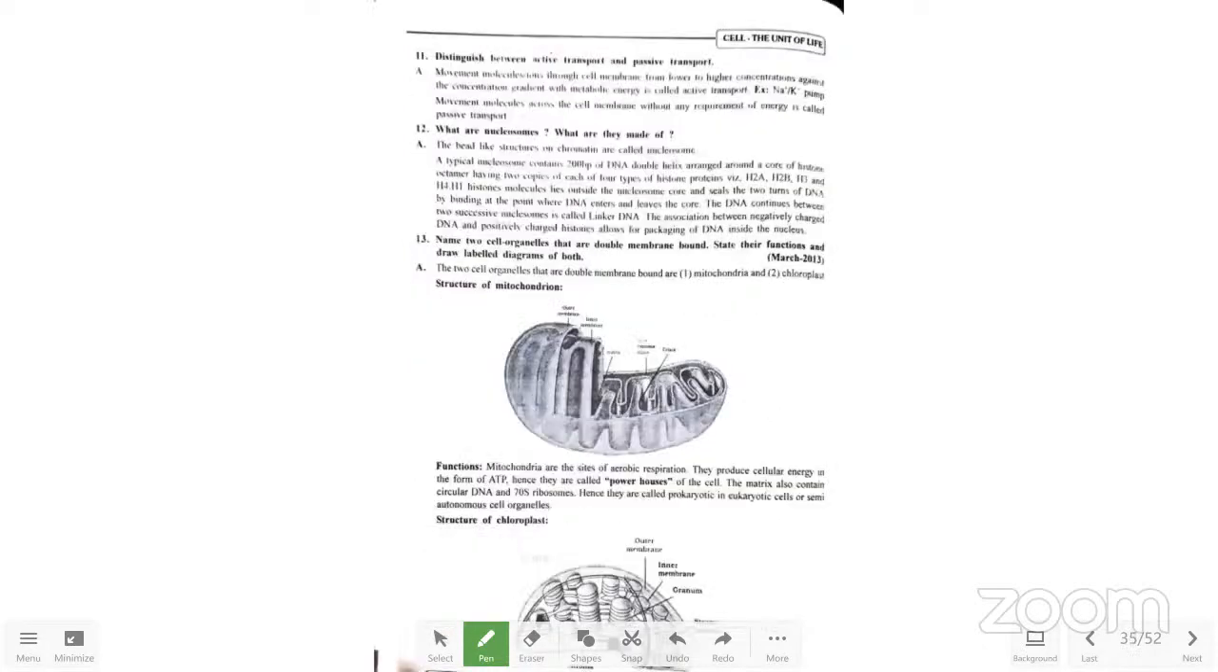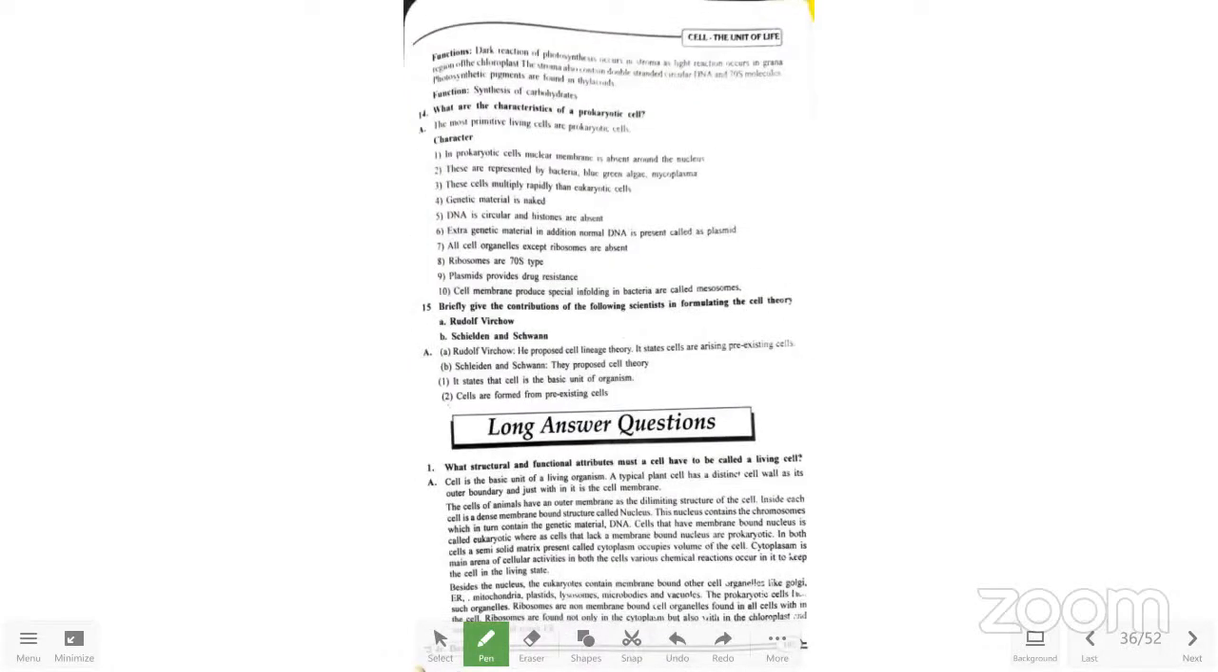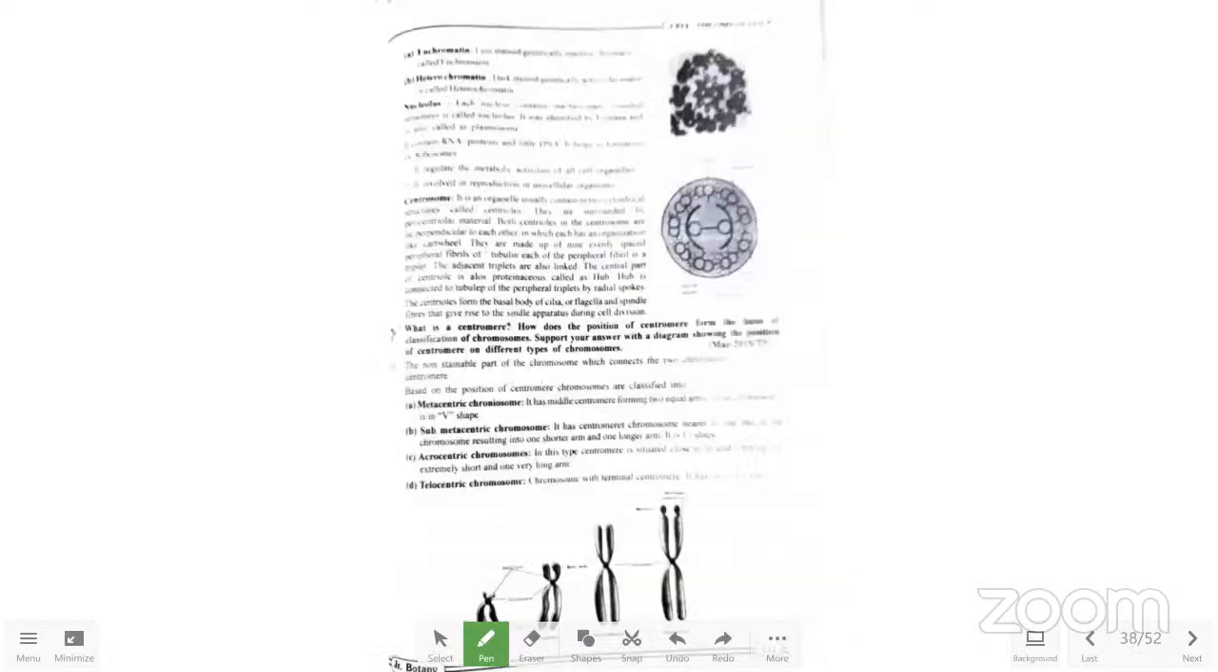What we have to go over is: give a brief account on the chromosomes based on the position of the centromere. This is one of the questions. When we say based on the position of the centromere, different types of chromosomes will be there. So what is meant by centromere?